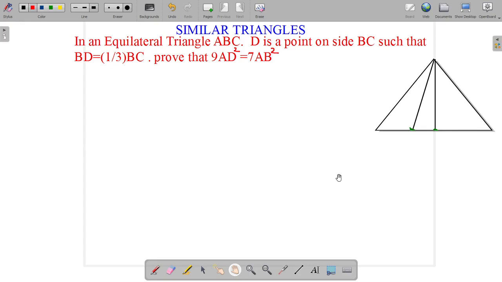Hi friends, today I am discussing a similar triangles previous paper problem. Okay, go to the problem.